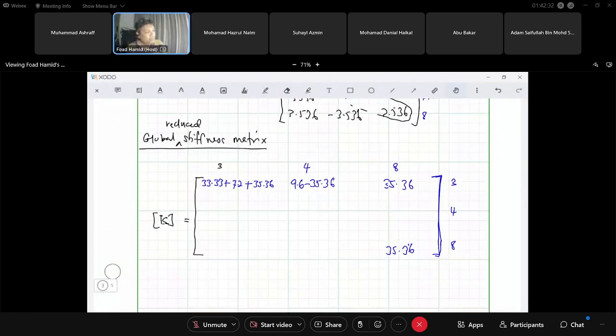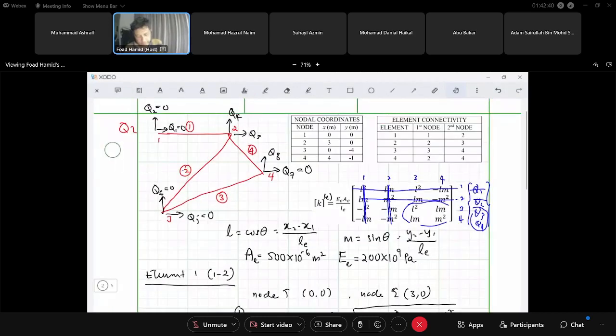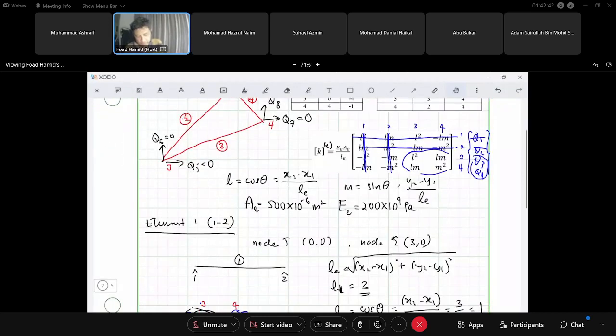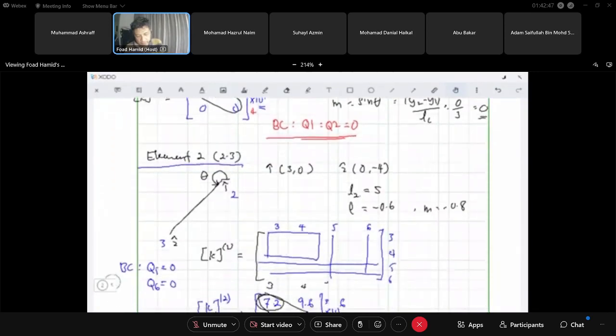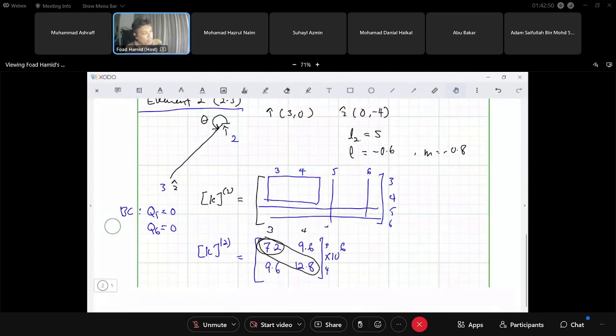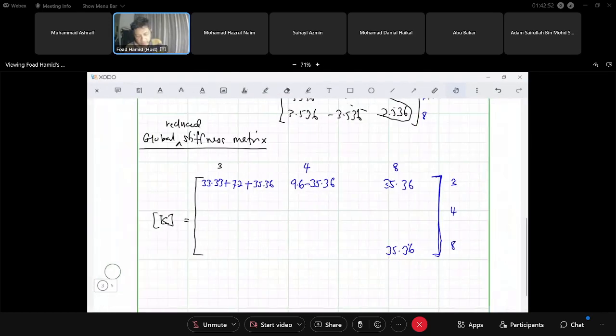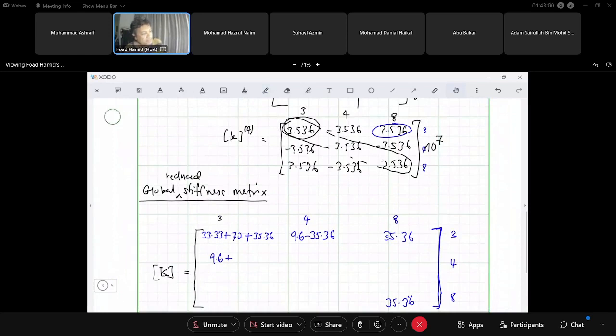And then let's try with the second row. Second row is 3 and 4, element number 1. Okay, this one. 3 and 4, which is 0, no contribution. And then this one, element 2 is 9.6. And then element number 4, 3 and 4 is minus 35.36. Okay, we are done.